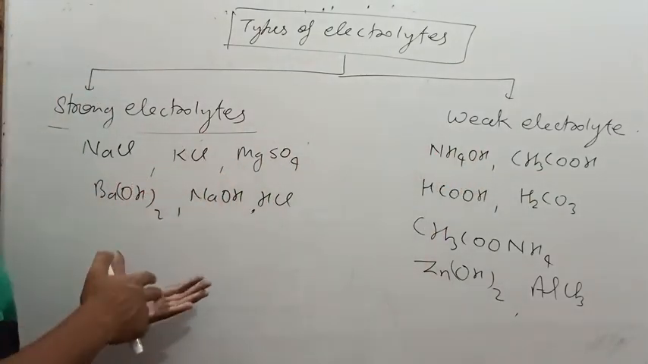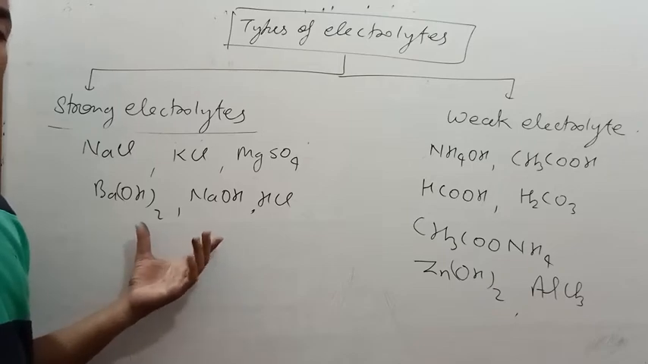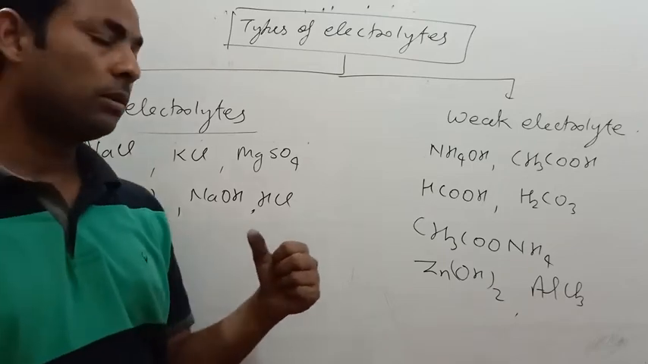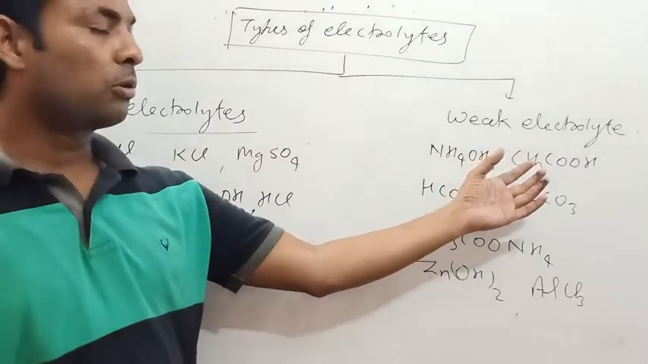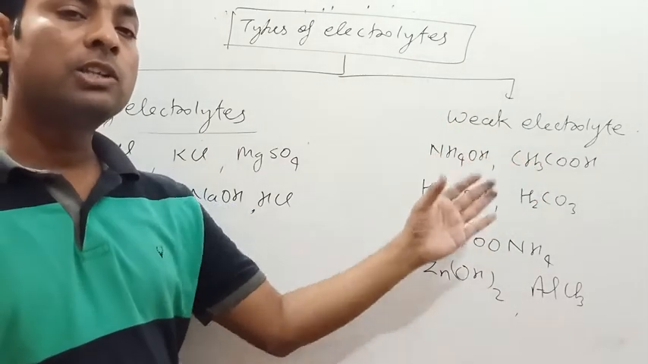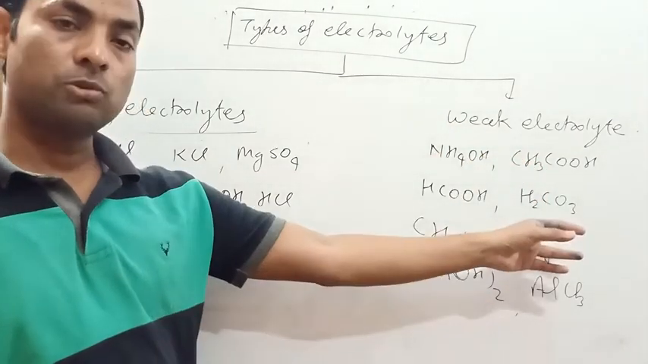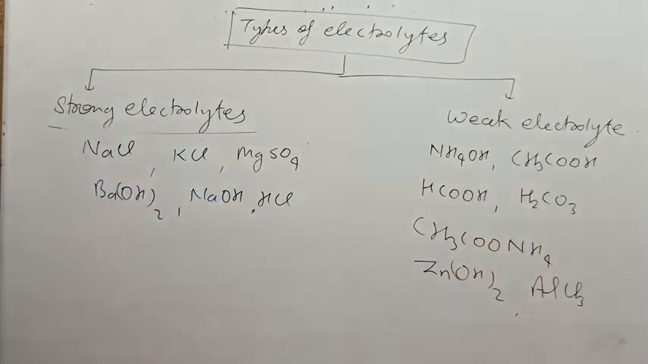These strong electrolytes have the tendency to completely ionize or dissociate in aqueous solution, while weak electrolytes partially dissociate or ionize in aqueous solution. Okay, please take a screenshot.